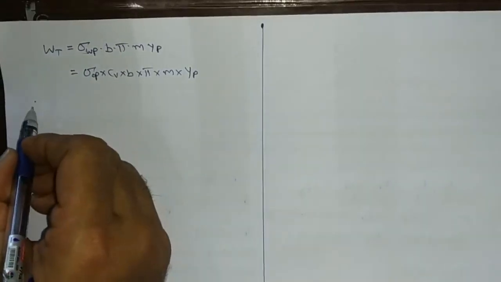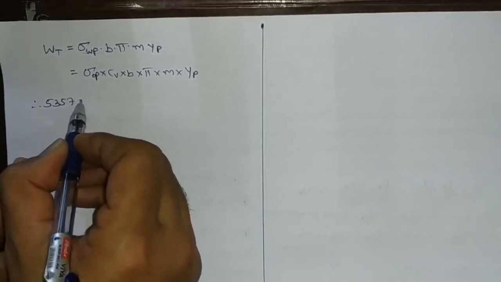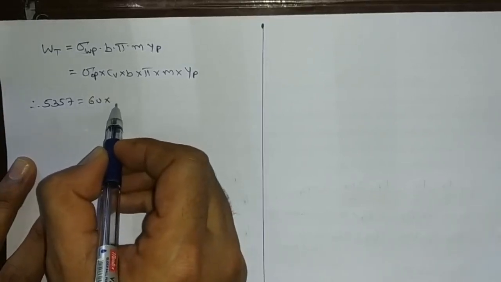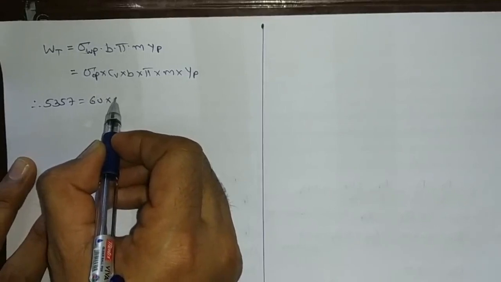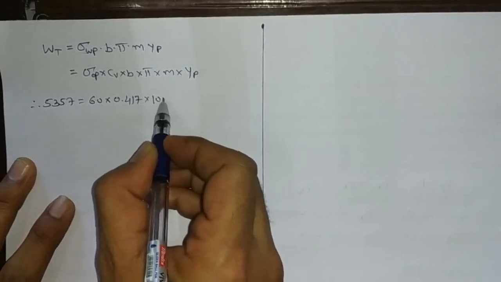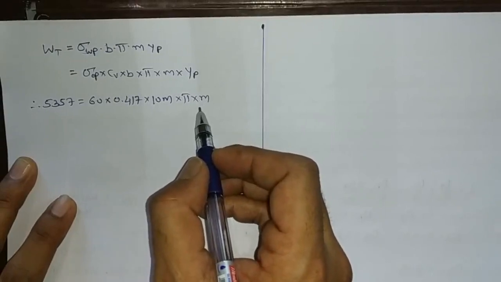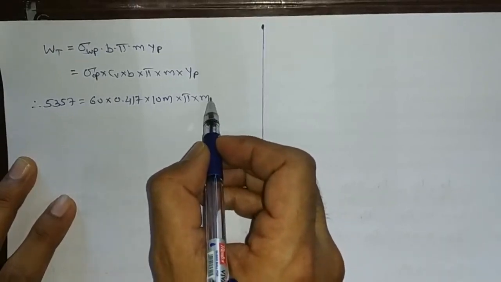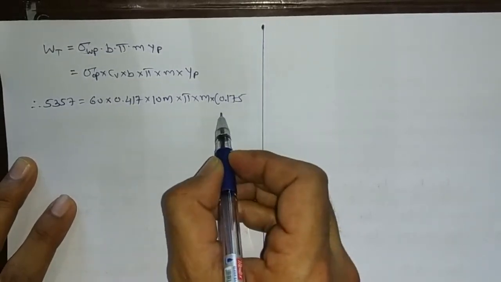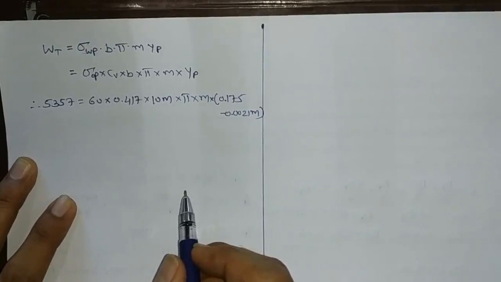We know that WT is equal to 5357, sigma OP is equal to 60, and CV is the velocity factor, 0.417, into B is equal to 10 m, pi, module m, and YP. We have found that YP is equal to 0.175 minus 0.0021 m, in terms of m.